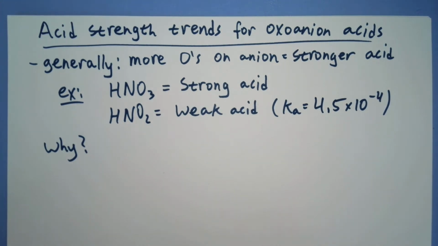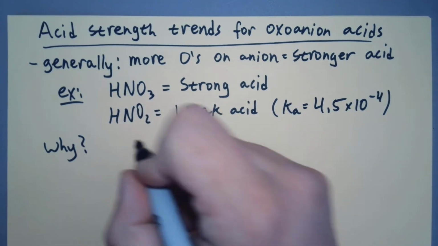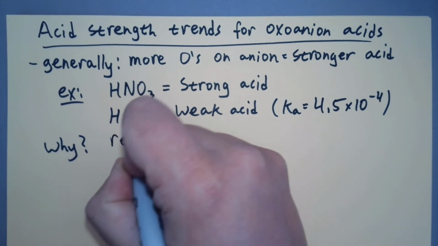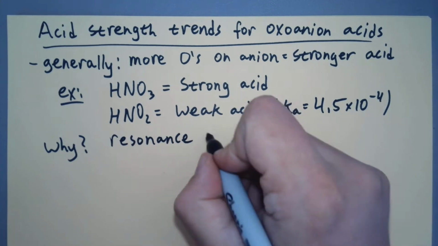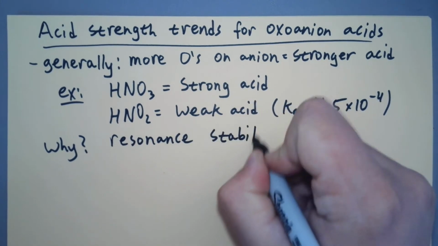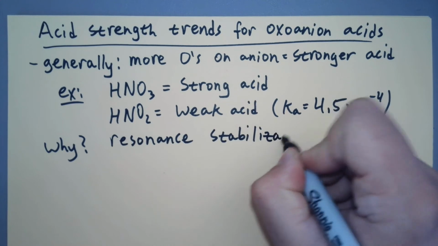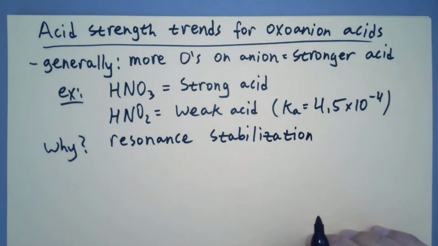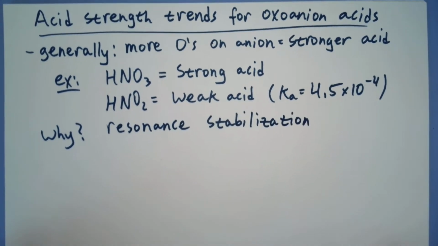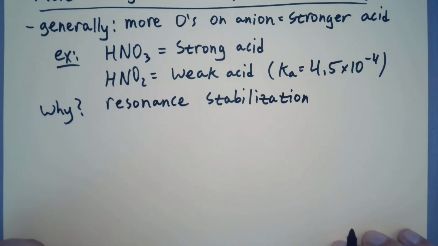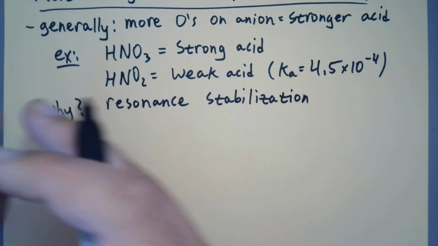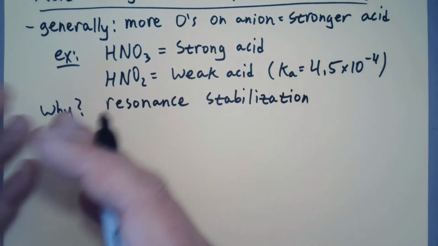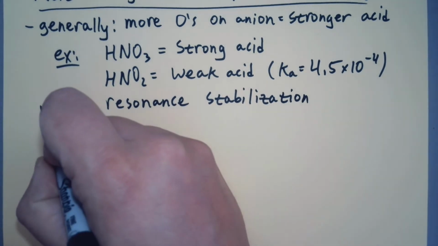So we need to look at the structures. And then we will see that there's what we call resonance. There's a blast from the past for you. Stabilization. The anions have a resonance structure. And the more resonance there is, the more stable they are. The less they need that H plus back. The weaker of a conjugate base they're going to be, the stronger of an acid the weak acid's going to be.